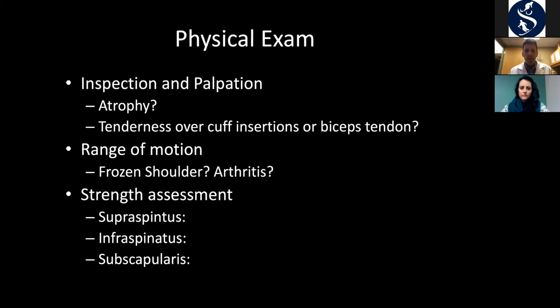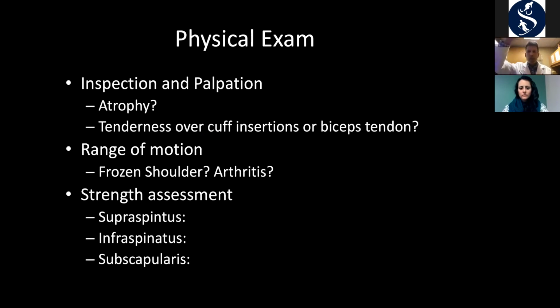So what do we do in the office, whether you come see Sarah or myself in the office? First of all, we're going to look at your shoulder. We inspect the shoulder, look for atrophy of the muscles. We always compare to the other side if it's a normal shoulder on the other side. And then we'll palpate, pushing on various areas of the shoulder, basically where the tendons attach to see if you're tender over those areas.